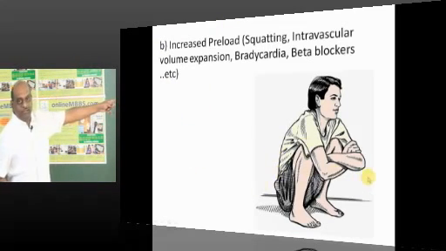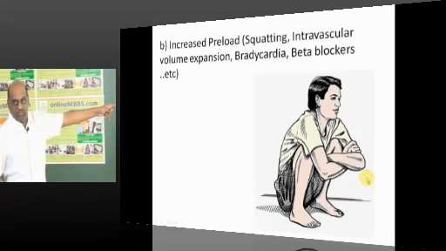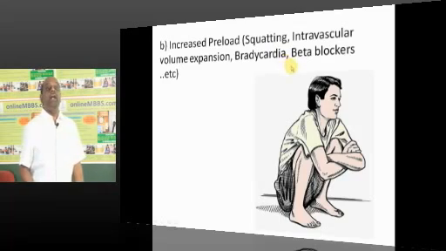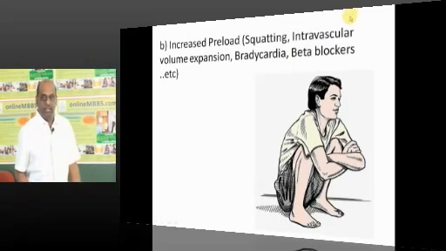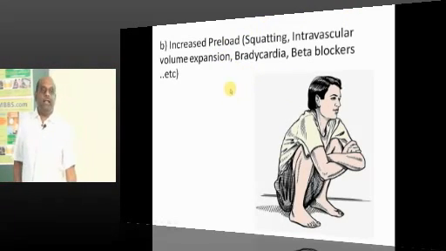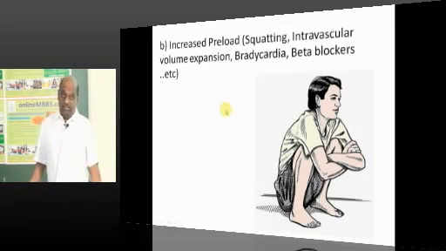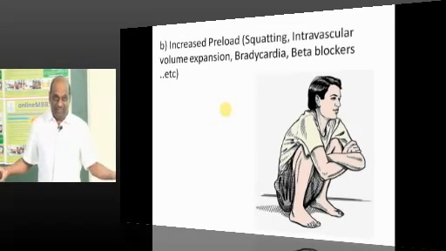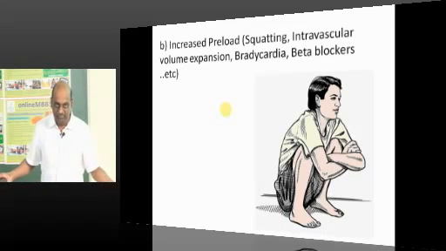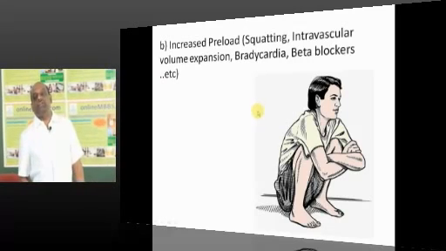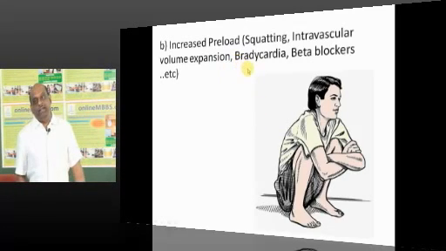Then, what increases the preload? If you are squatting, it will increase the preload. If you give intravascular volume expansion, it increases the preload. If there is a bradycardia, why? Because in bradycardia there is increased diastolic filling time for the heart if the heart rate is slow. So that will increase preload. If you give beta blockers also, that will increase preload. Clear?